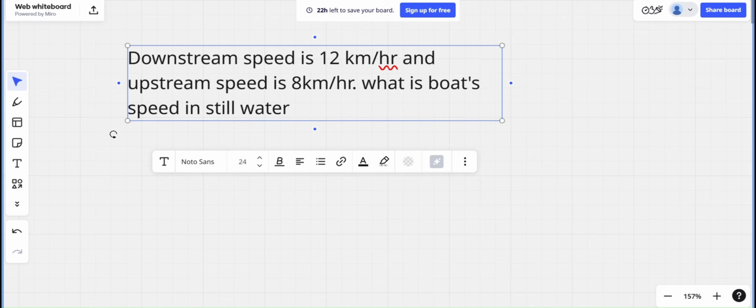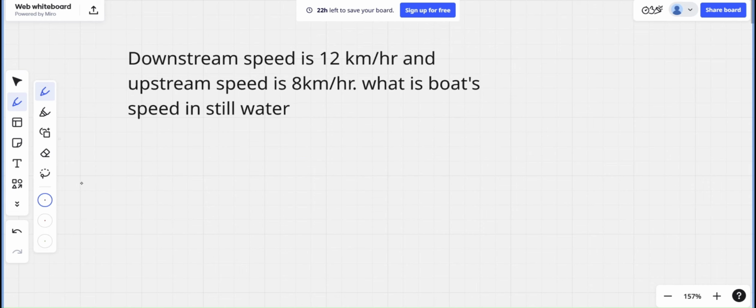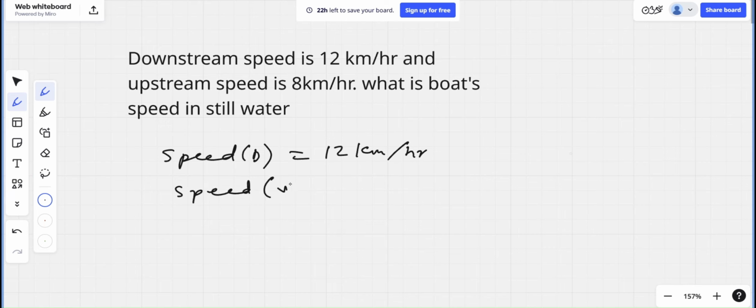Now how will you do it? Just think nicely. The speed in downstream is 12 kilometer per hour, and the speed in upstream, you write u, is 8 kilometer per hour. I told you, when it is in still water, it doesn't care whether it's plus or minus. So how will you do it when downstream speed and upstream speed are given? How will you do it?